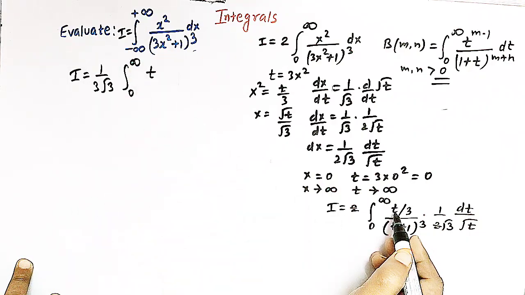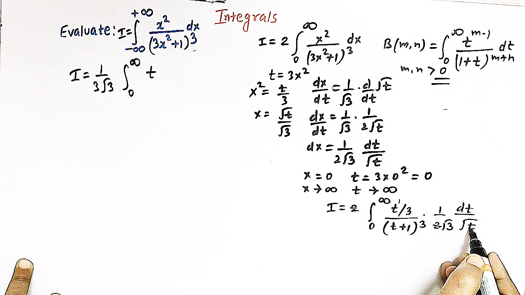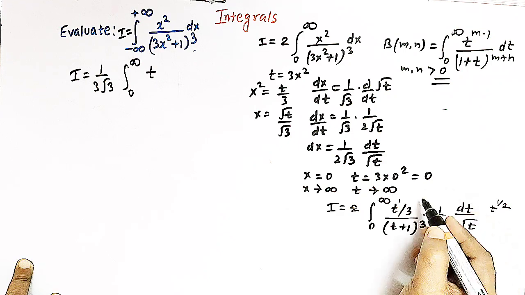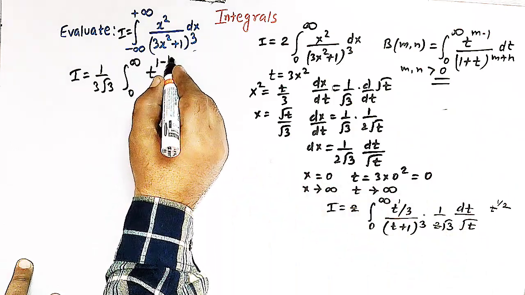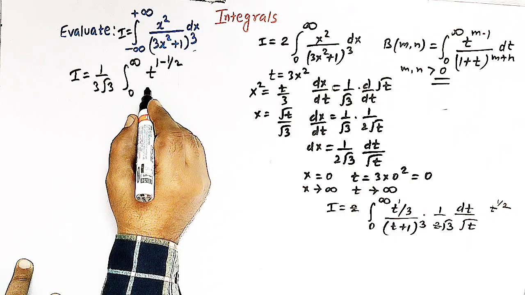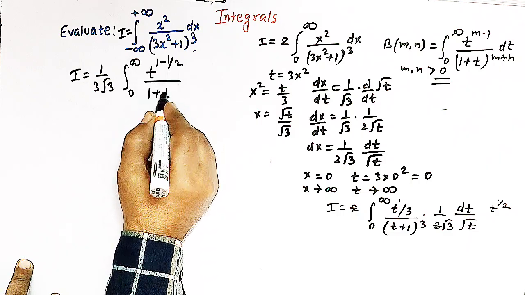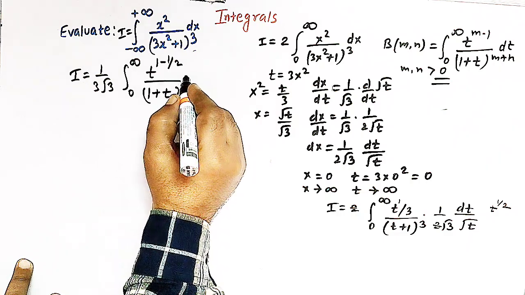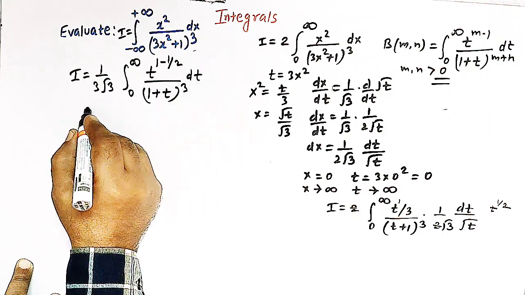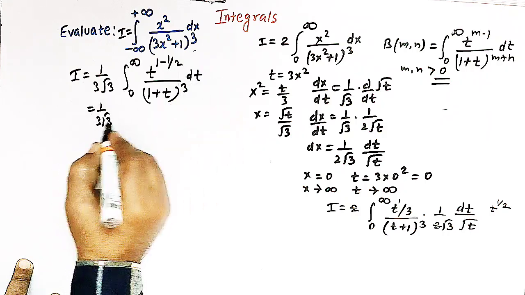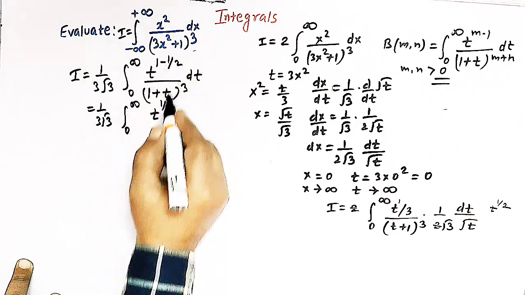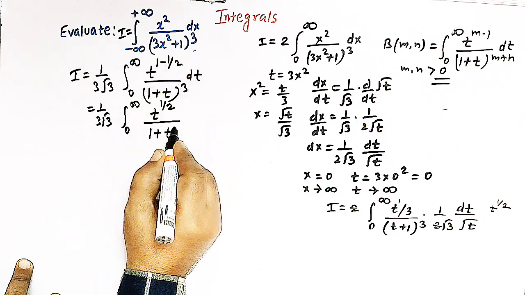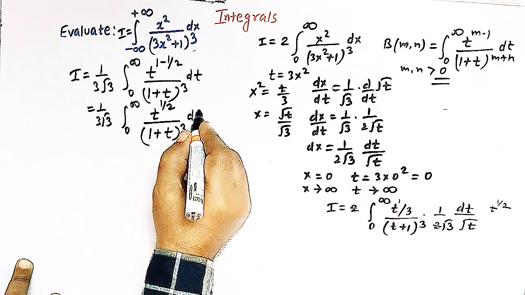Then here we have t raised to 1. And here we have t raised to half. And taking t raised to half to the numerator, we can apply the laws of exponents. So this is t raised to 1 minus half, and here we have 1 plus t cube, and this is dt. So we have 1 over 3 root 3, 0 to infinity, and t raised to half, 1 minus half is half, and 1 plus t raised to 3 dt.